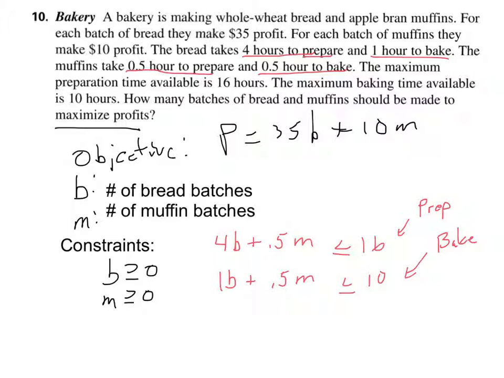So if you take note, here are my 4 constraints in this problem, and those are the constraints that I have to graph on a graph and find the vertices. And once I find the vertices, I need to plug them in to my objective function. So this is the setup for problem number 10.